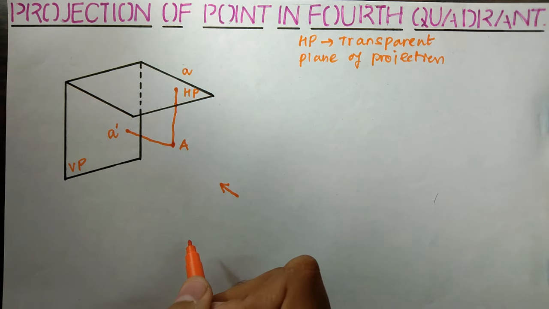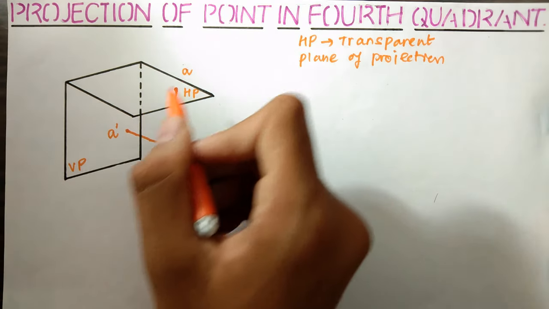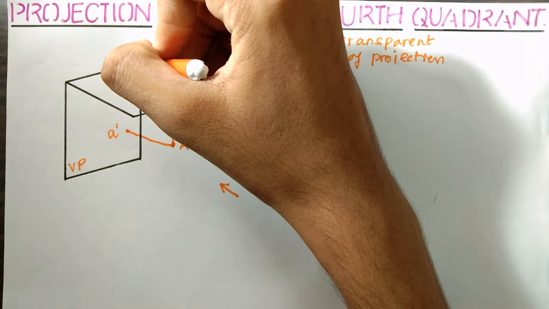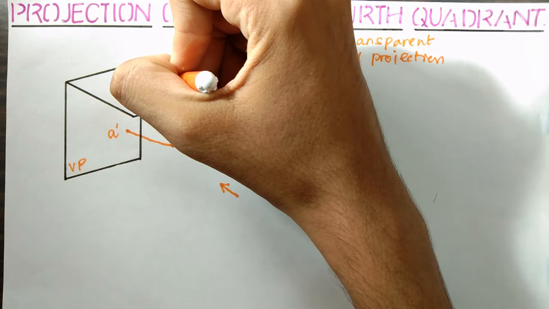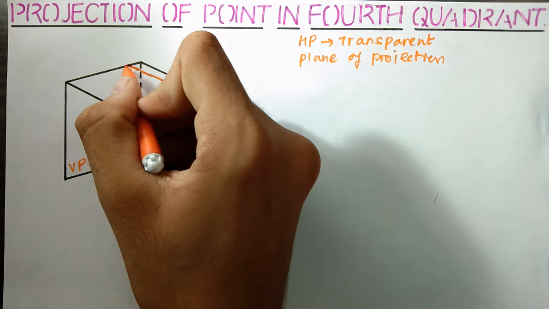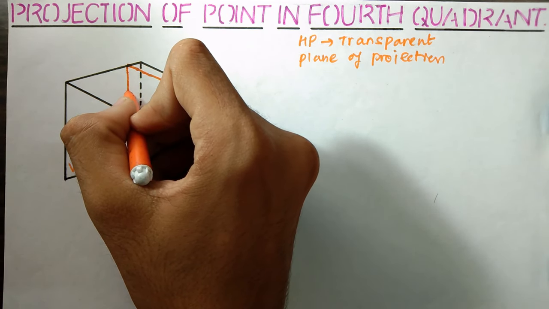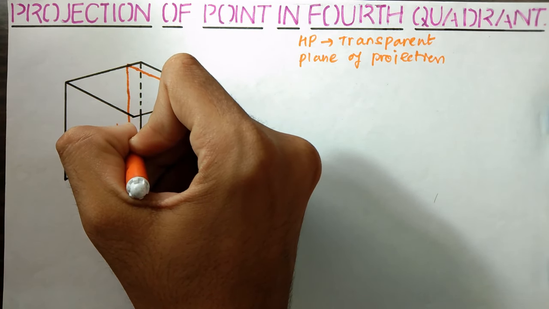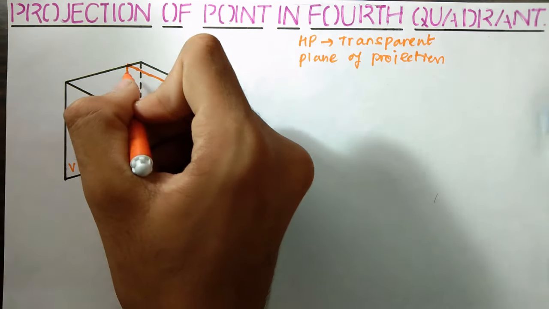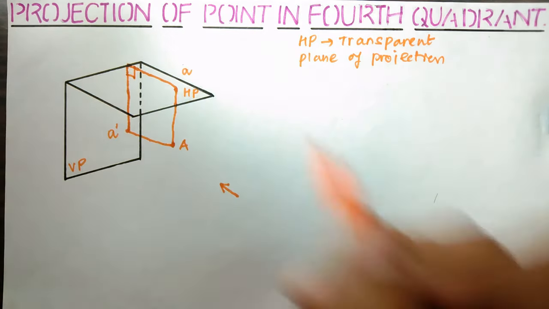Now, another important step is to join this front view and the top view. So let us join it. As we have discussed earlier, as both the horizontal plane and the vertical plane are at right angles with each other, their views will also intersect each other at a right angle only.